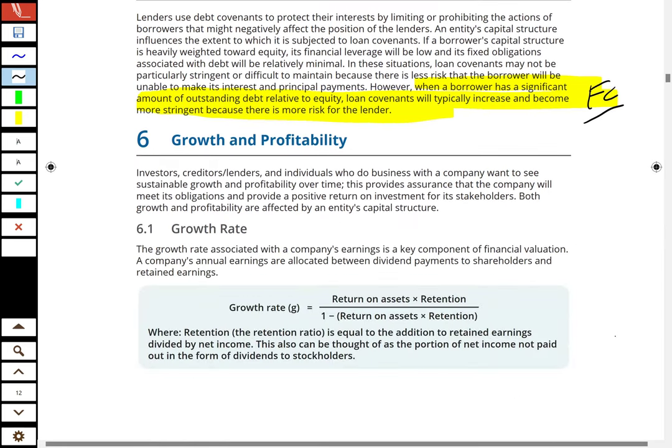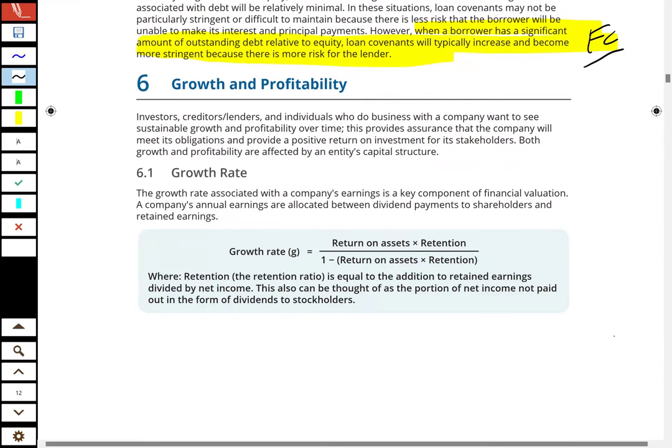Now we come over and we talk about ways to come up with what the growth and profitability of the company is going to be. These are different ways that we may want to use to value a business. The growth rate associated with the company's earnings is a key component of financial valuation. A company's annual earnings can be allocated between dividend payments to shareholders and retained earnings. So what we do is we come up with the growth rate. We come up with the return on our assets times whatever our retention rate is. We're going to retain that, our retained earnings.